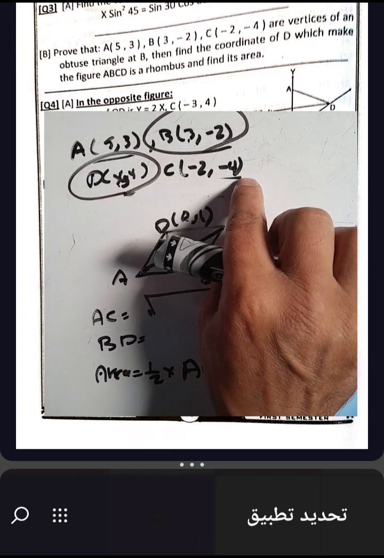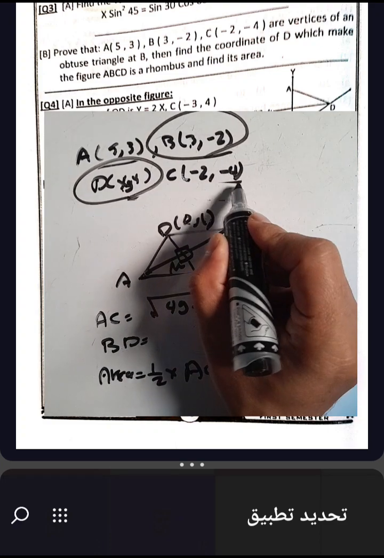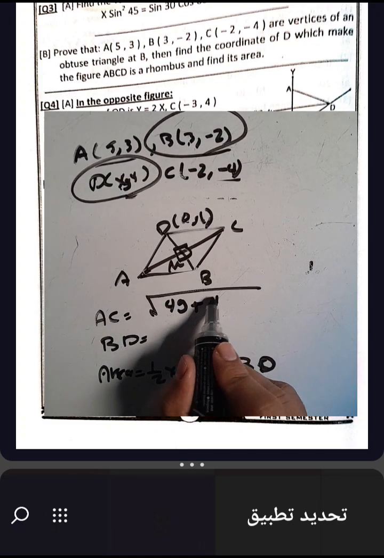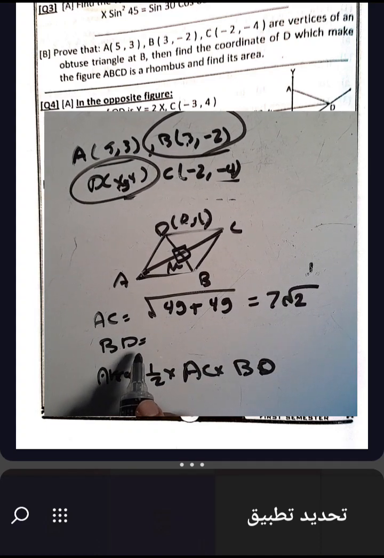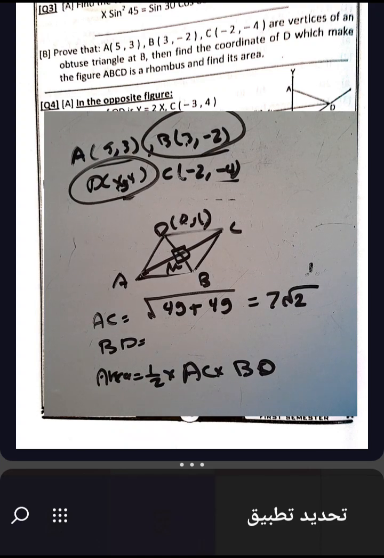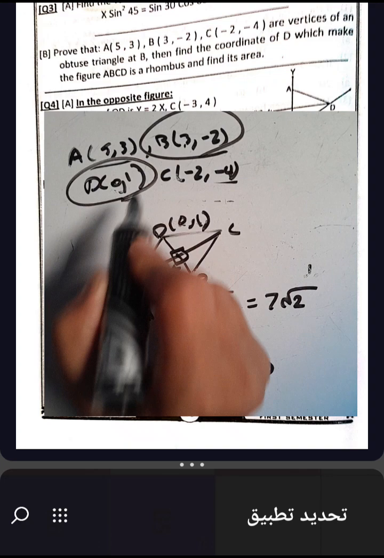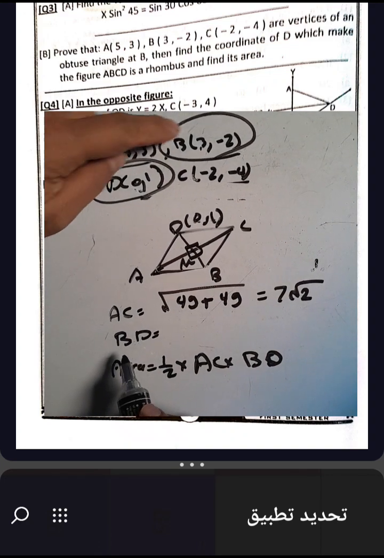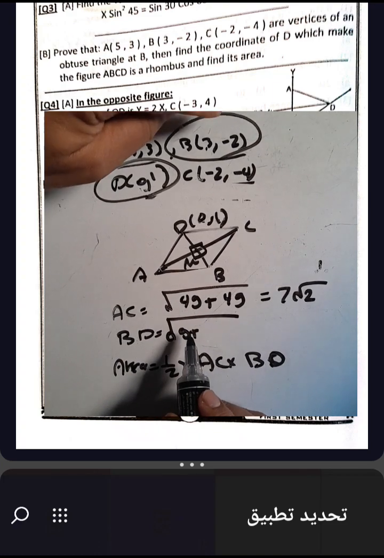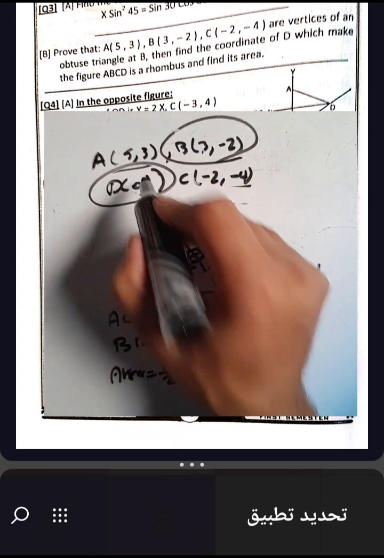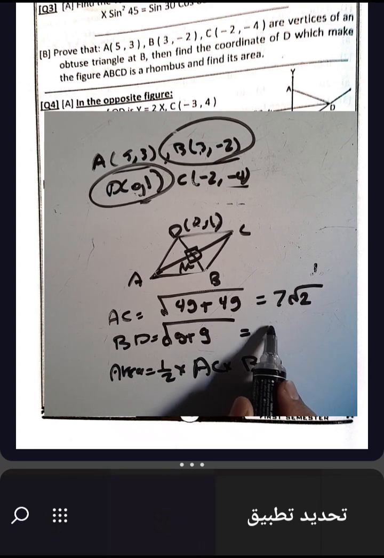Here, negative 2 minus 5 is negative 7, and negative 7 squared is 49. Negative 4 minus 3 is negative 7, squared is 49, and the result will be 7 root 2. And BD equals what? We get the coordinates of B and D, 0 and 1. 3 minus 0 equals 3, squared is 9, and negative 3 minus 1 is negative 3, squared is 9, then the result will be 3 root 2.